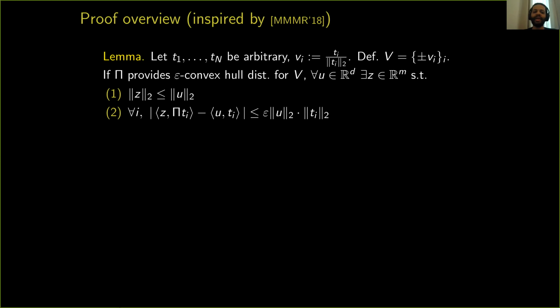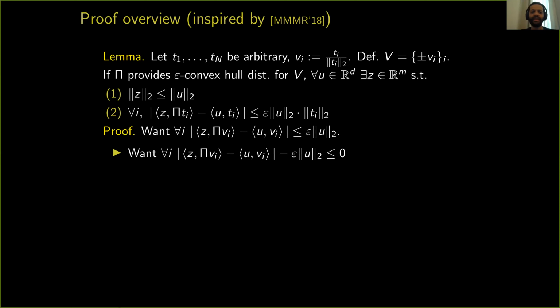So let me prove the theorem. This is what we want, right? I'm just using the fact that Vi is Ti divided by its norm. So for all i, z dot pi Vi is close to u dot Vi. If I subtract the right-hand side from both sides of the inequality, I get that for all i, this difference is non-positive.